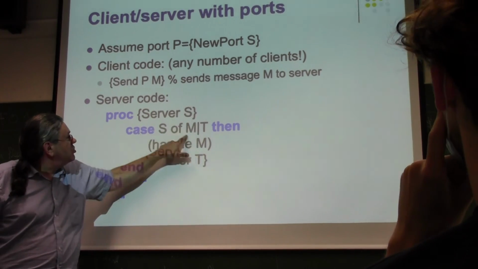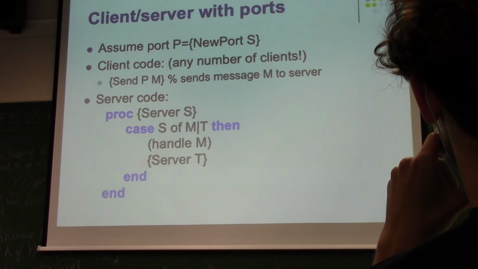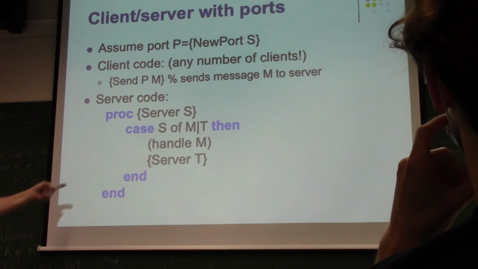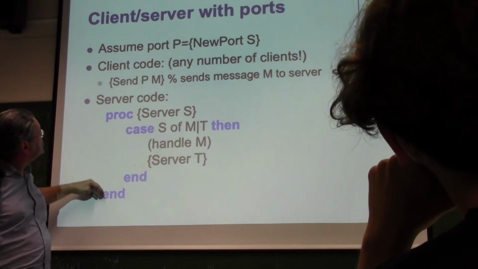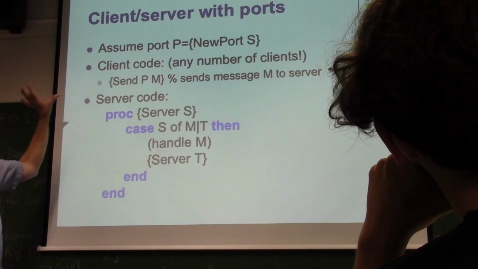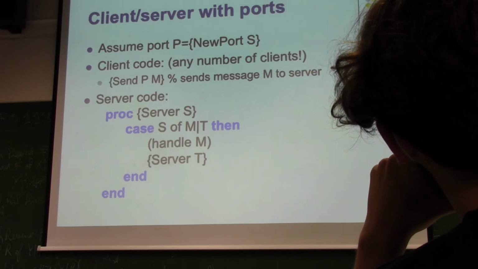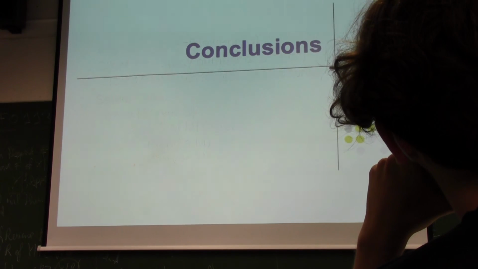It takes off the message M. It handles the message. So it does your Amazon order, whatever, and then it does a recursive call. So the server is reading all the messages on the stream, and each client is sending messages. This will solve completely the client server example. So you only need one port for that.